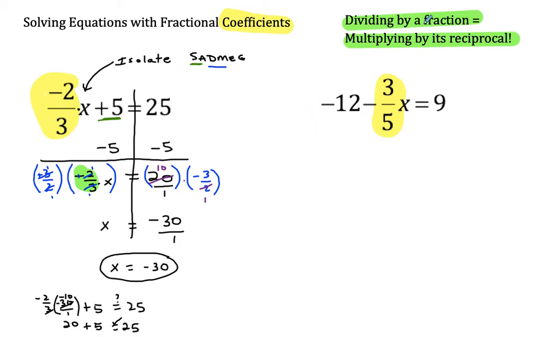Okay, so here I've got another opportunity to solve a problem where I've got a fractional coefficient. So again, I'm going to use SADMEG. I'm going to see what's happening to this x. So the x is being multiplied by negative 3/5, and then negative 12 is being, I guess I could think of this as adding negative 12, right? So this negative 12 is being added to that product. So working backwards, I'm going to undo the addition and subtraction. I'm going to add 12 on both sides.